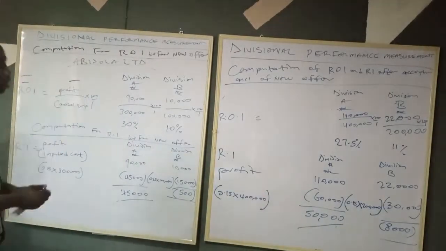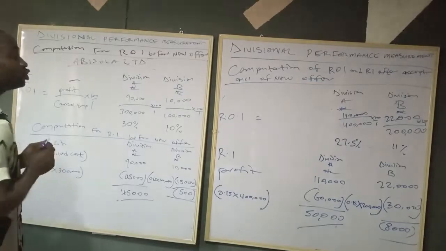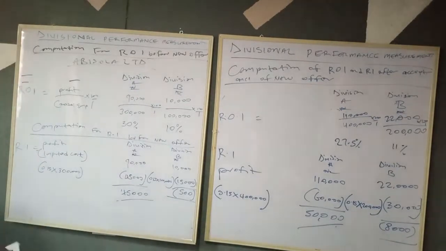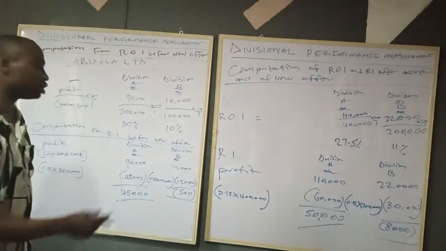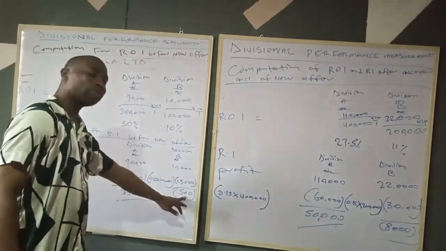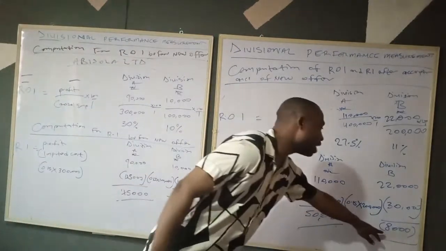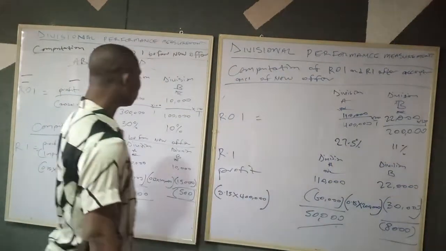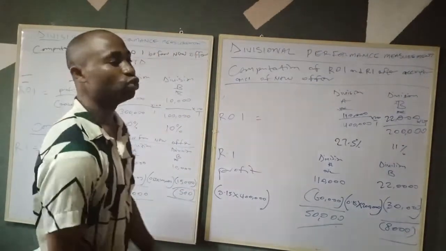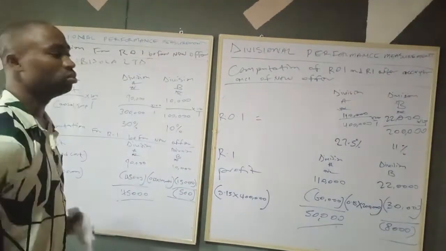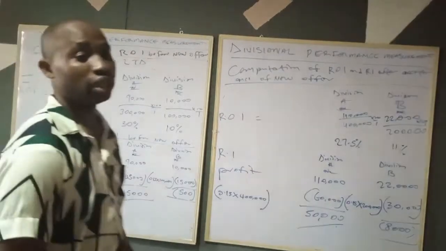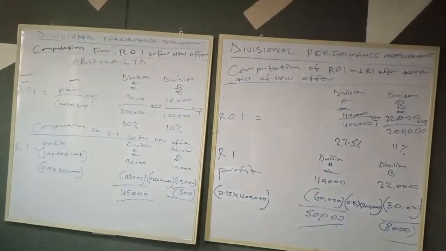Then dash two: division B should reject the offer because it is going to increase the losses of the company from 5,000 naira to 8,000 naira. So that is how we answer the two questions, and like that we are done with this question. So we can now move to the next one, which is number four.